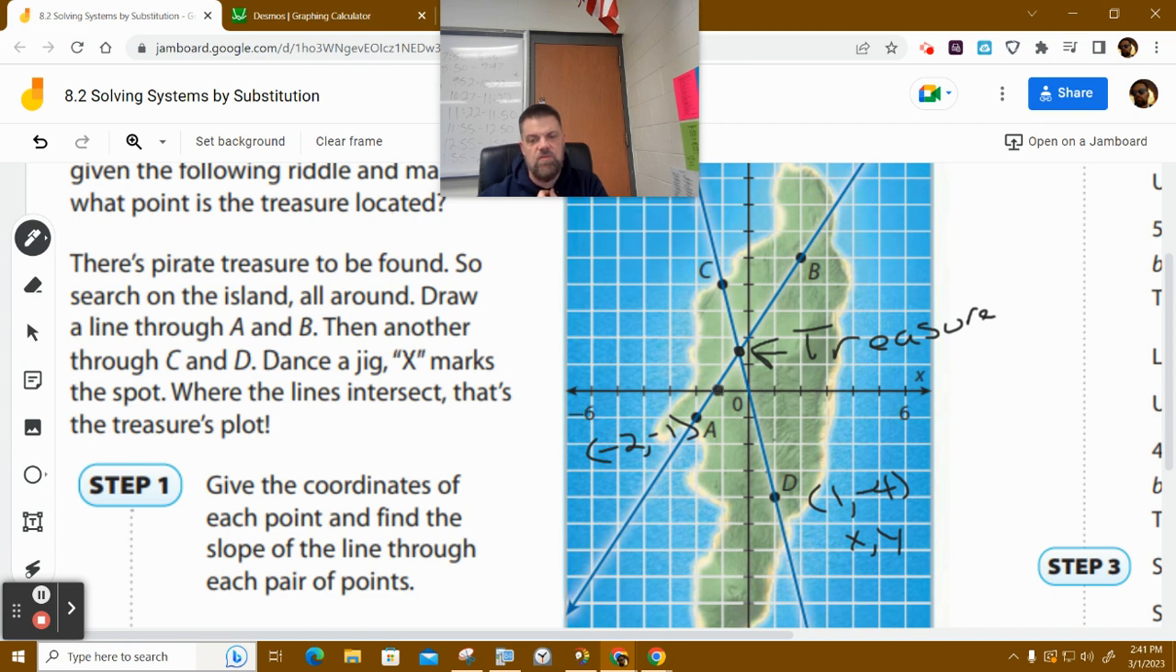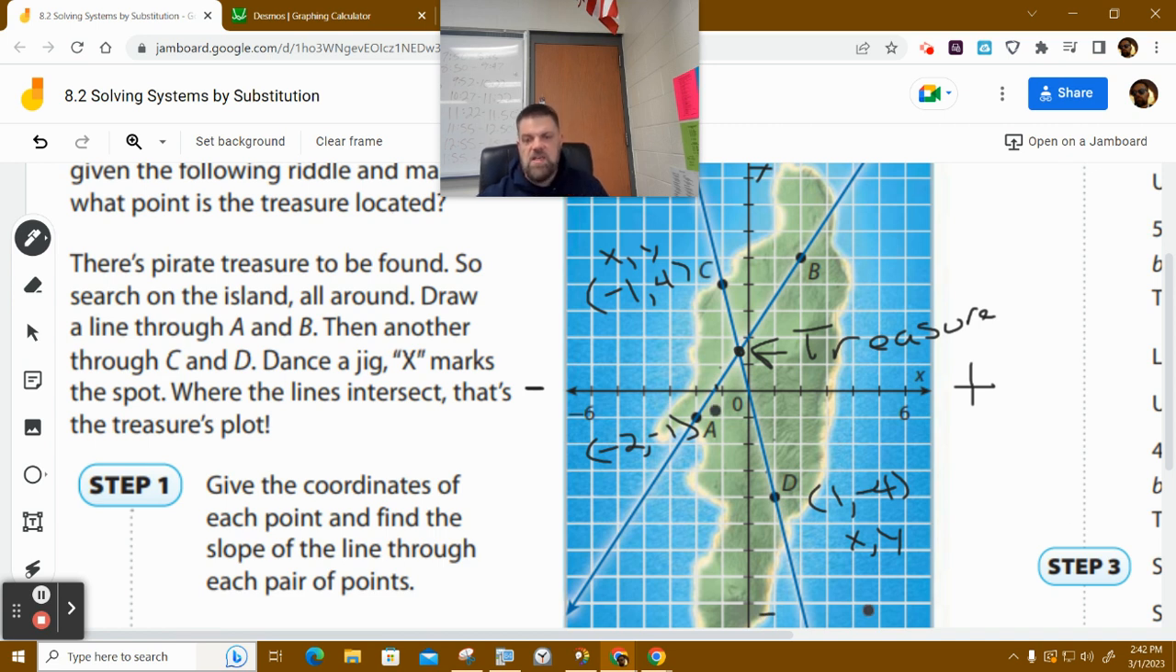C is -1 in the X direction and up 1, 2, 3, 4. So C is -1, comma, +4. Again, we're doing X comma Y. How far do we move from the origin in the X direction? Remember, if we go to the right from the origin, it's positive. If we go to the left, it's negative. If we go up, going up is positive, and then going down is negative.